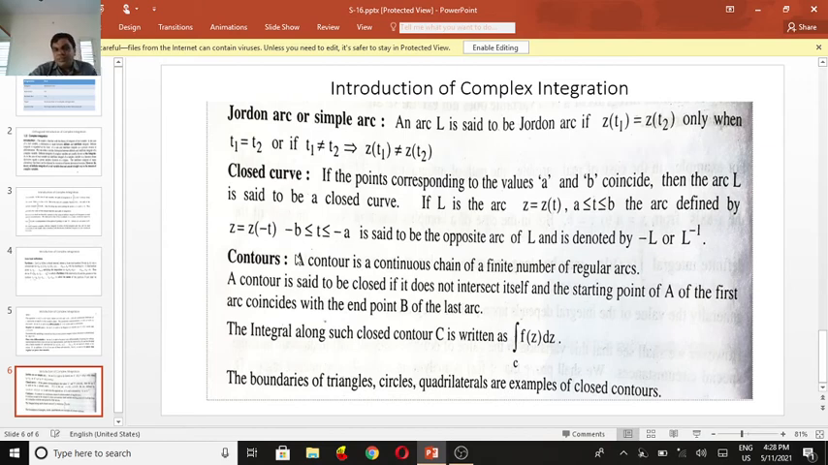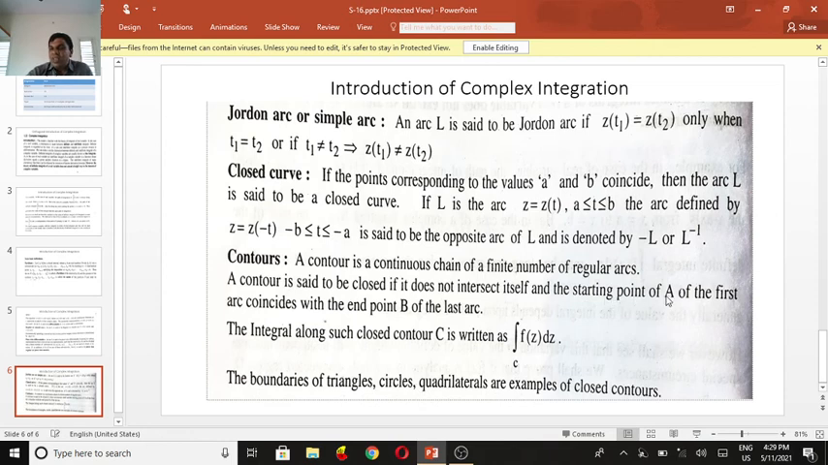We come to the contour. What does a contour mean? A contour is a continuous chain of a finite number of regular arcs. A finitely continuous chain of regular arcs is called a contour. A contour is said to be simple closed if it does not intersect itself.